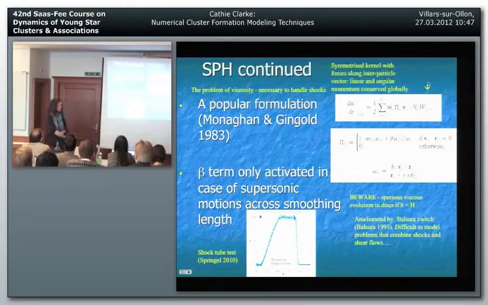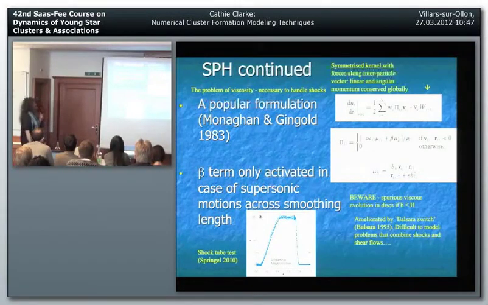Now, you've got to have viscosity, because if you didn't, you could have two particles that would just pass through one another if they approach supersonically. If they're going too fast for pressure disturbances to affect one another, they won't know about each other unless you put in a viscous term. So this is done in, say, this way, by an early paper by Joe Monaghan and Gingold.